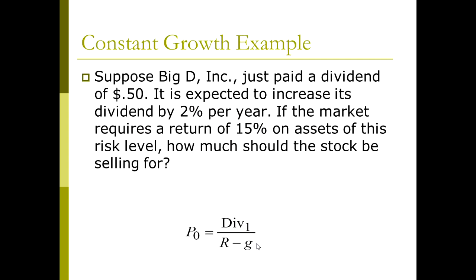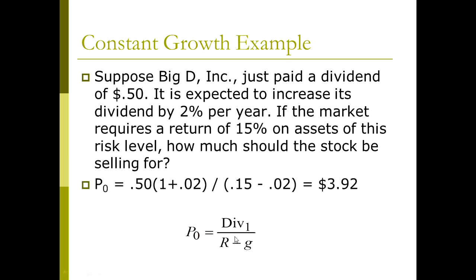So let's take a look at the following example. Big D just paid a dividend of 50 cents. Just paid means this 50 cents is D0. You just received it. Growth rate is 2% a year. Rate of return, or the discount rate, is 15%. How much are you willing to pay for the stock, or how much should the stock be selling for?